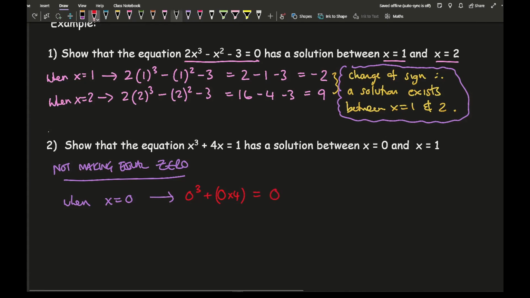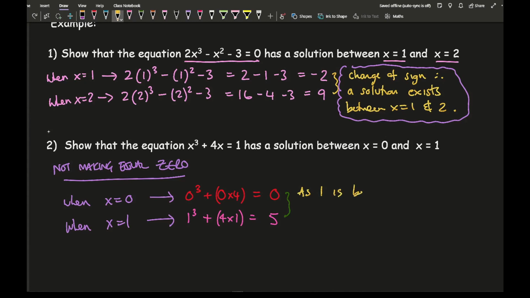Then when x equals 1, I'm going to get 1 cubed plus 4 times 1, which equals 5. Now with this, as you can see, these two values are between... as 1 is between 0 and 5, a solution exists between x equals 1 and 2.